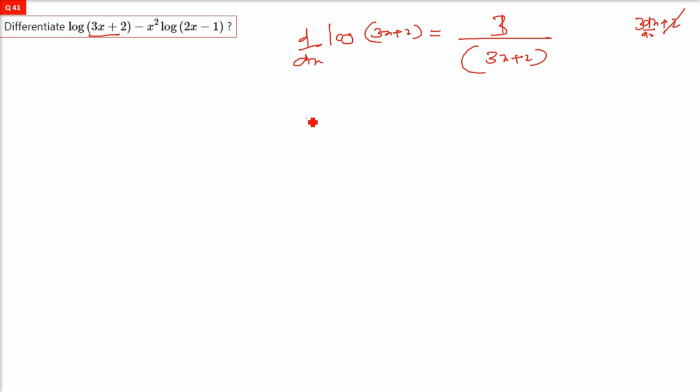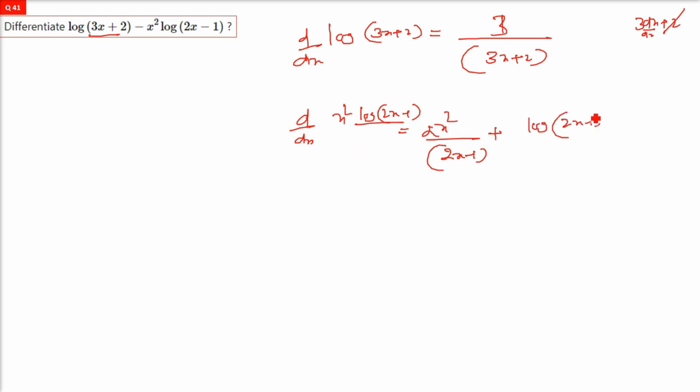And then we have d by dx of x² log(2x − 1). So there are two terms here, x² and log(2x − 1). So x² times derivative of log will be 1 by (2x − 1), and then the differentiation of 2x − 1, only 2 will remain. So let me write 2 here. And then plus log(2x − 1) times differentiation of x², which is 2x.